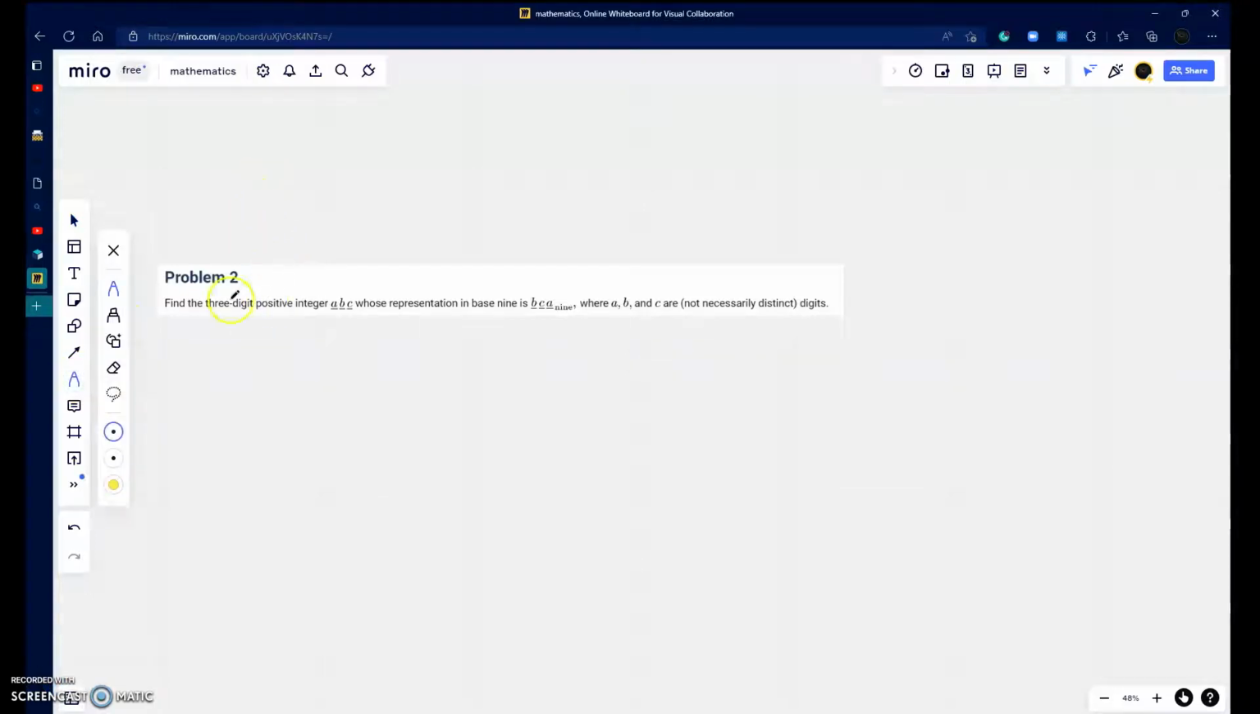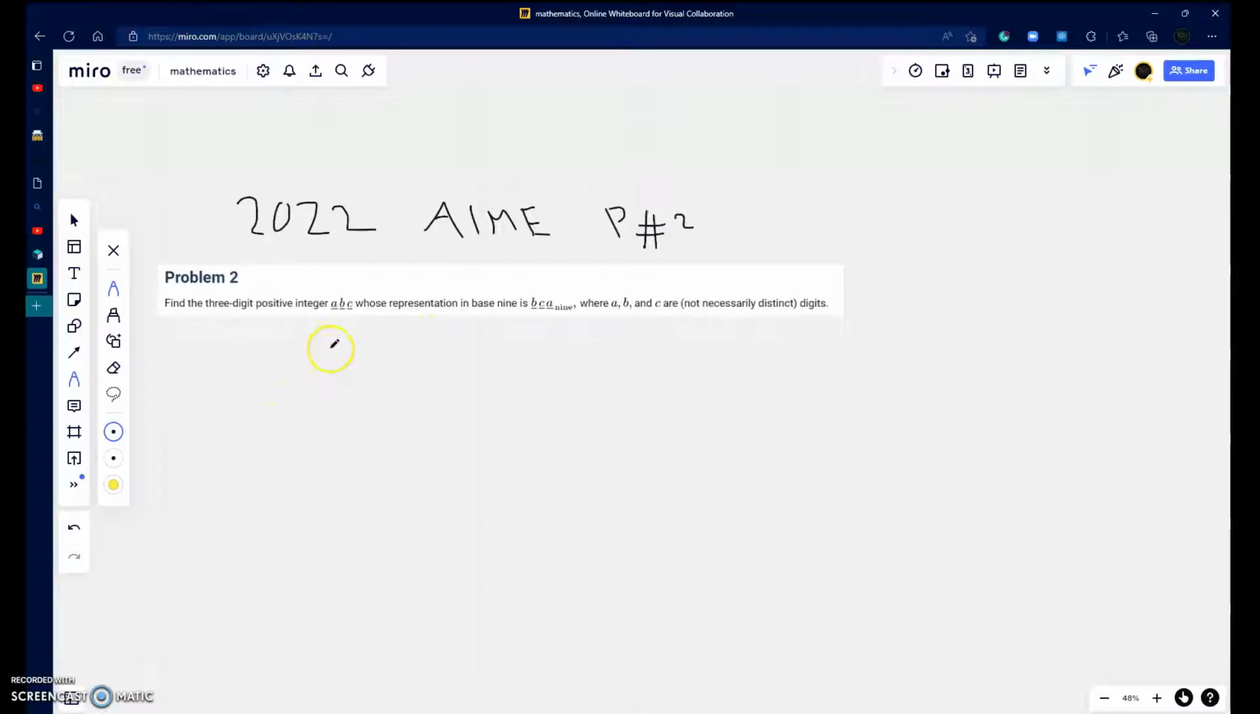Hello guys, so this problem is the 2022 AIME, or the American Invitational Math Examination, problem number 2, and it says find the 3-digit positive integer ABC whose representation in base 9 is BCA, where A, B, C are not necessarily distinct digits.